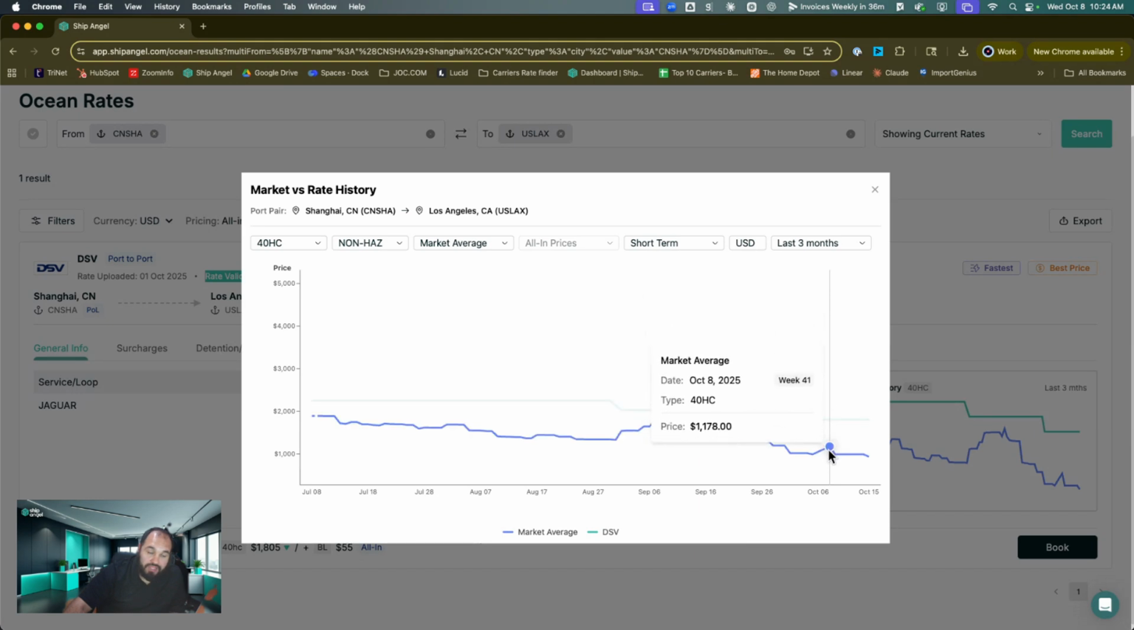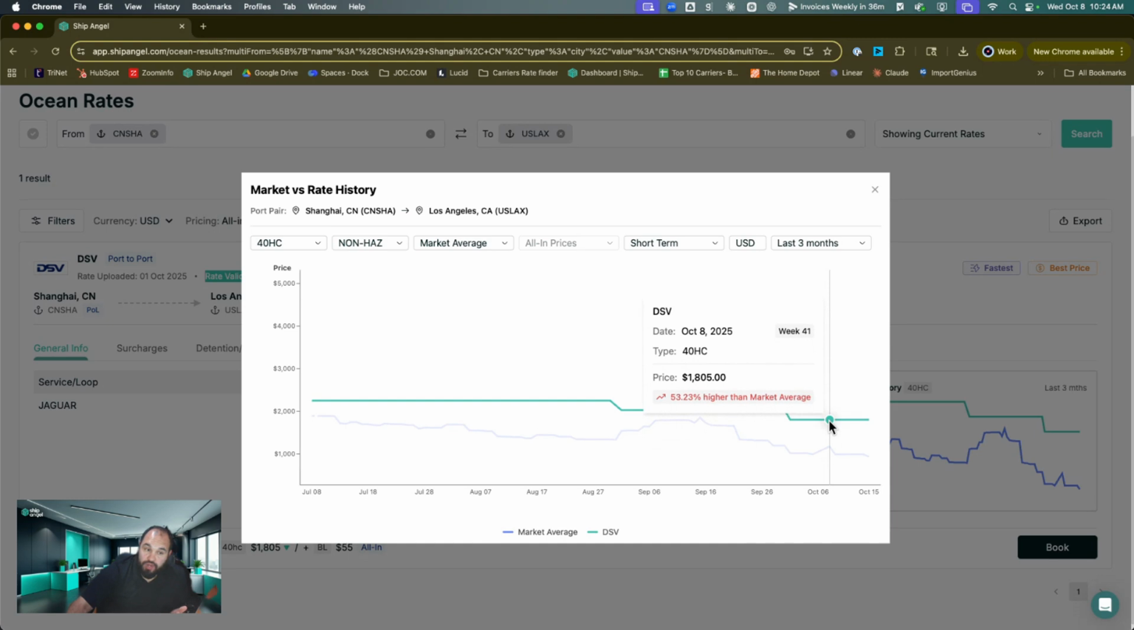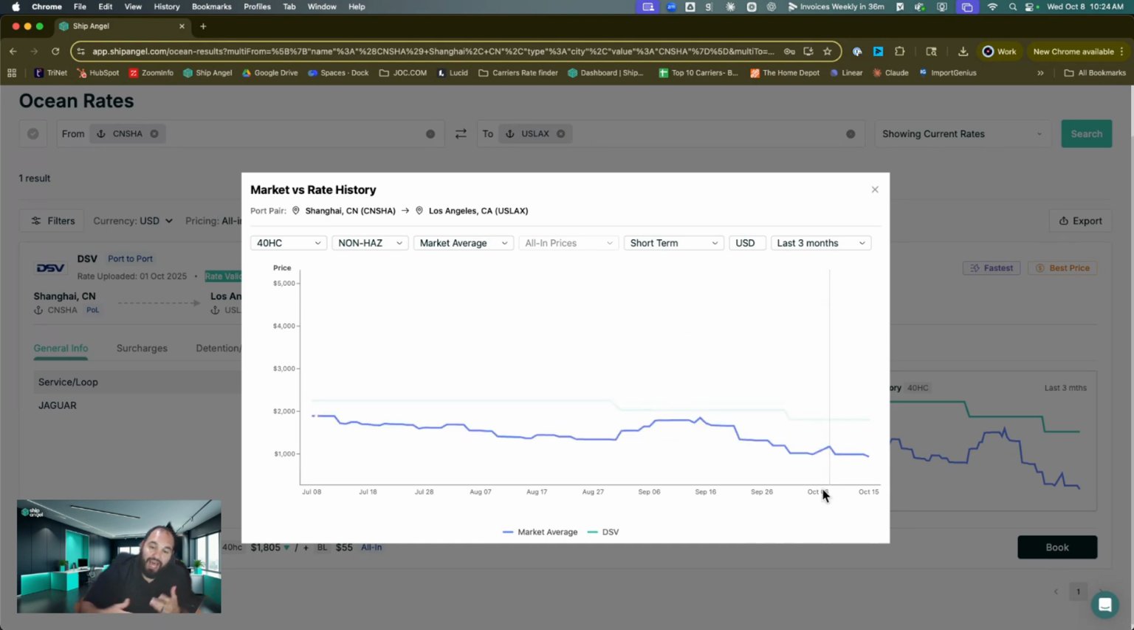Today's market rate on this lane is below $1,200. If you've been around in shipping for a few years, even pre-COVID, you'll remember that give or take $1,500 is generally speaking a break-even point for ocean carriers. I'm sure some probably hear that now and get a little nervous, but that is common knowledge. $1,100 is what the market average is, and being 50% above is something that you need to address. You have that visibility inside the ShipAngel platform within your rates.